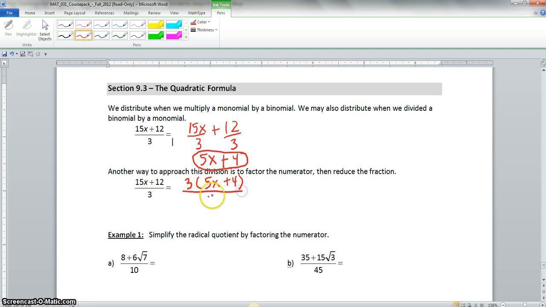And that's divided by 3. Now, these 3s simplify out to 1. And that leaves in our numerator 5x plus 4, and our denominator is 1. And we know anything divided by 1 is itself. So our final answer here is 5x plus 4, the same answer we got in the first example.